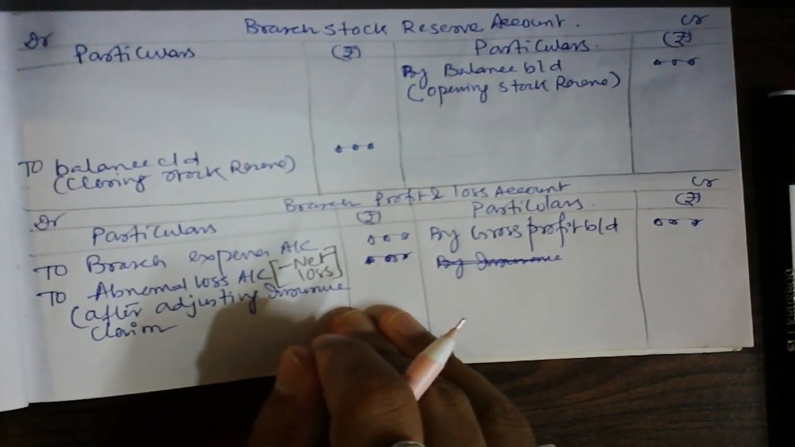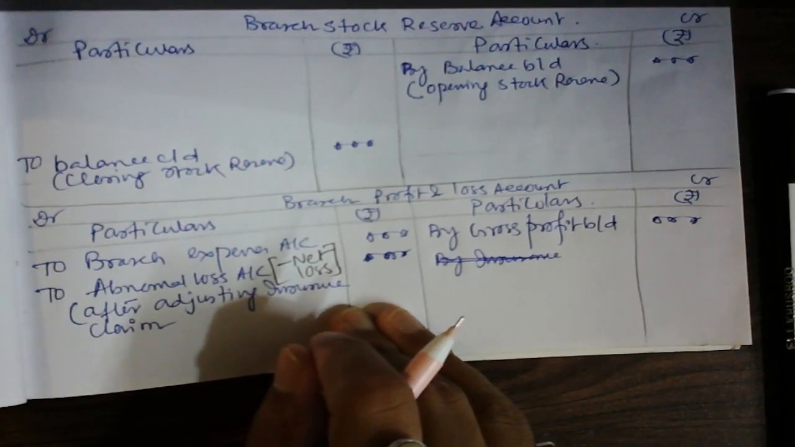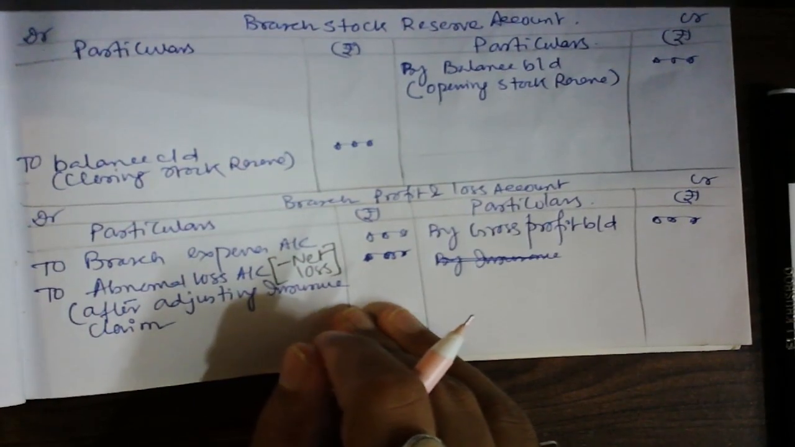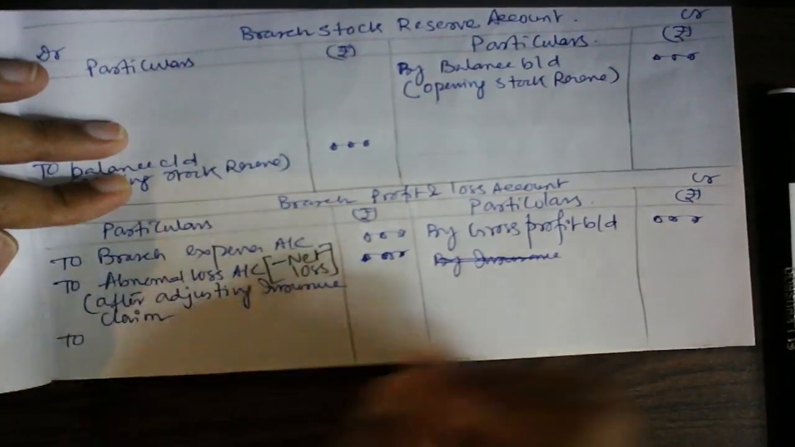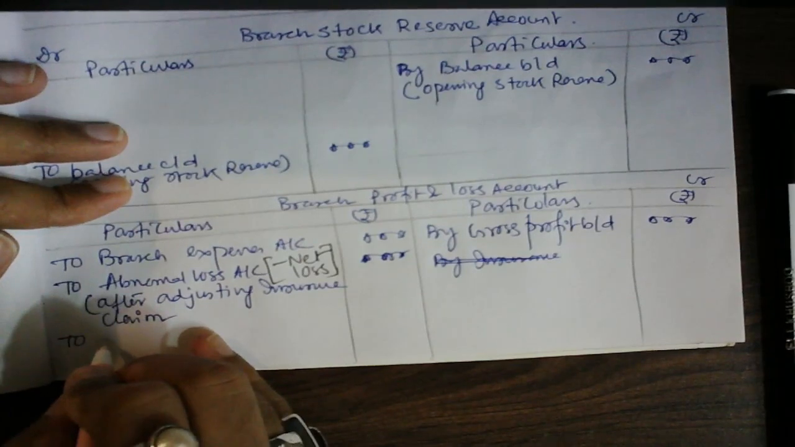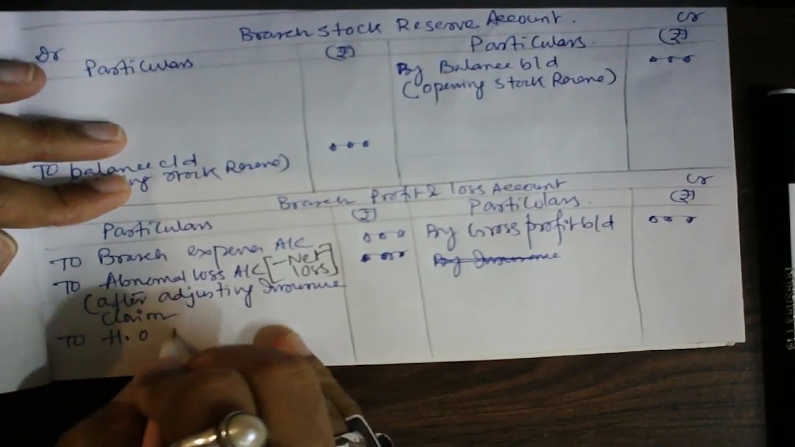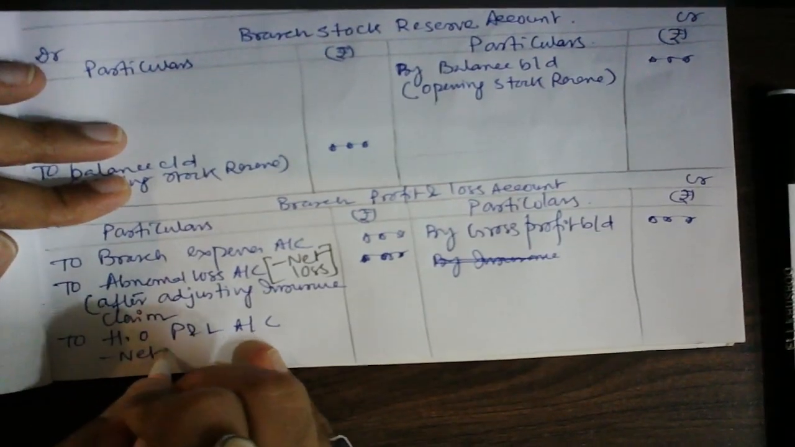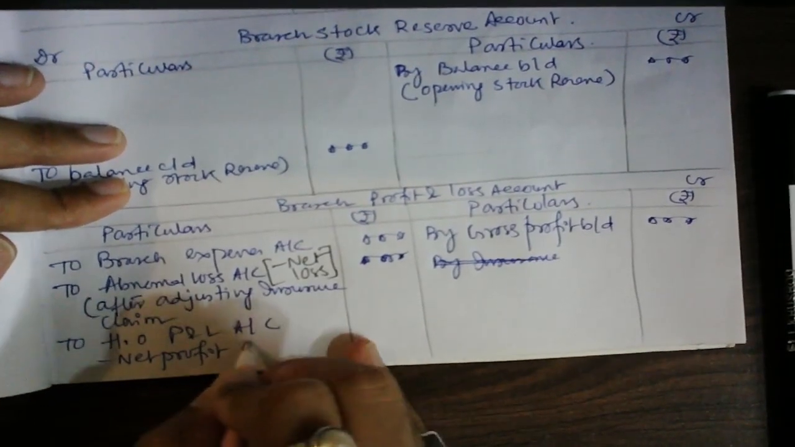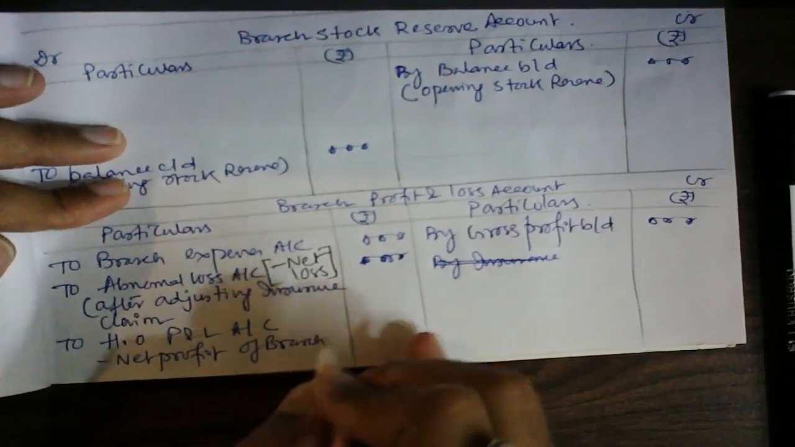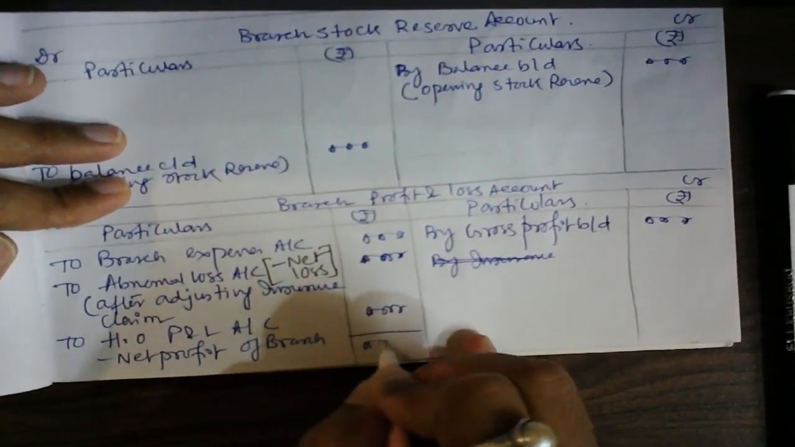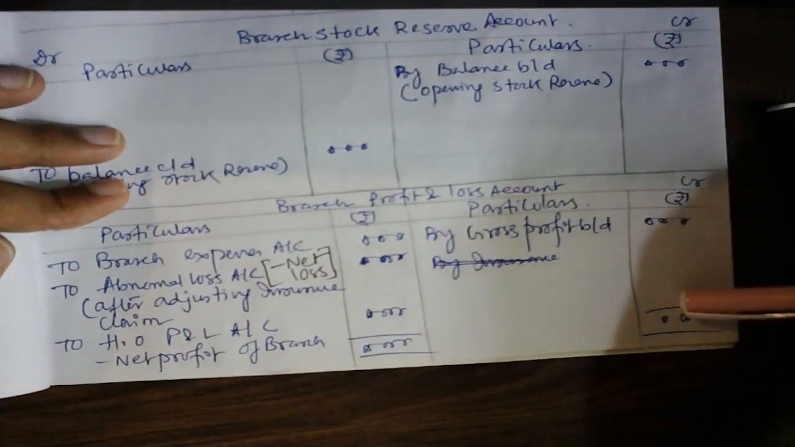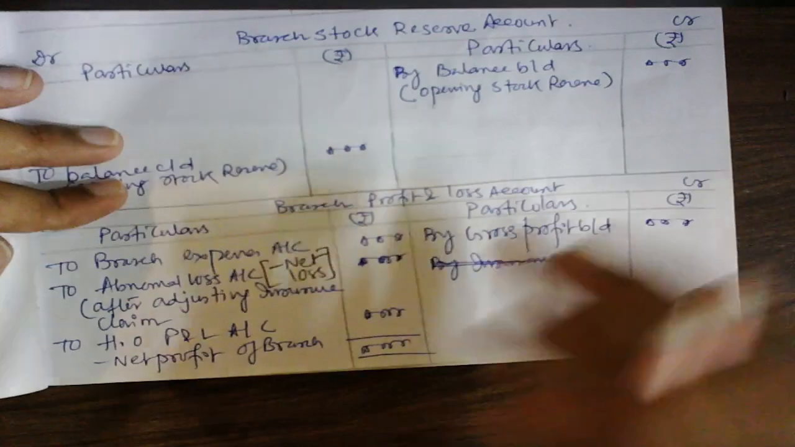Now this is the branch P&L, branch expenses, abnormal loss, branch gross profit, etc. After this, we have the balance to be calculated. See, here is the gross profit, and then we have the balance profit. So you can say HO profit and loss account. We need to transfer the net profit of the branch to the HO P&L account. We are going to transfer it. Done. Okay, that is done, we will maintain this.